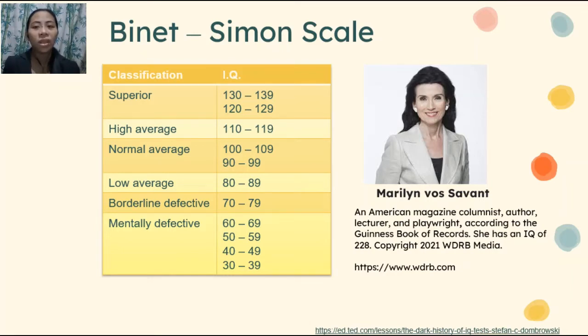Once you get an IQ score of 110, you begin to take note. A score between 110 and 119 would indicate high average intelligence. A score between 120 and 140 would mean very superior intelligence. A score over 140 would indicate genius or near genius. Marilyn vos Savant, an American magazine columnist, author, lecturer, and playwright, has the highest IQ score in the world according to the Guinness Book of Records. She has an IQ of 228.